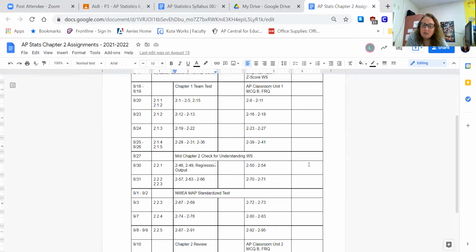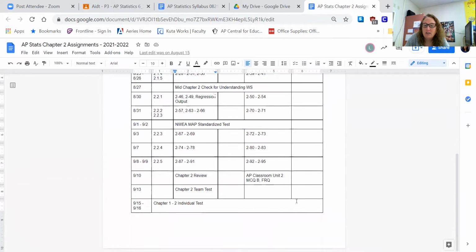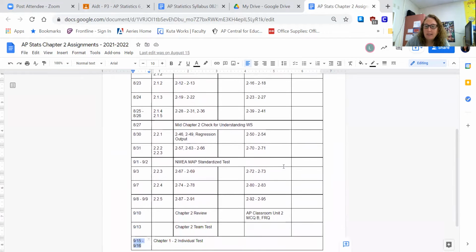And I do accept late work. I accept late work for 60% of its original value. So most of the time it's a 3 out of 5, all the way until the day of that chapter test. So they have a lot of opportunity to do those assignments if they did not do them that night.